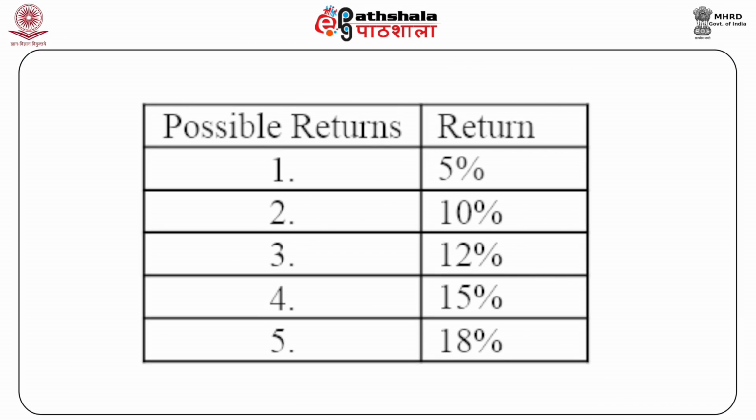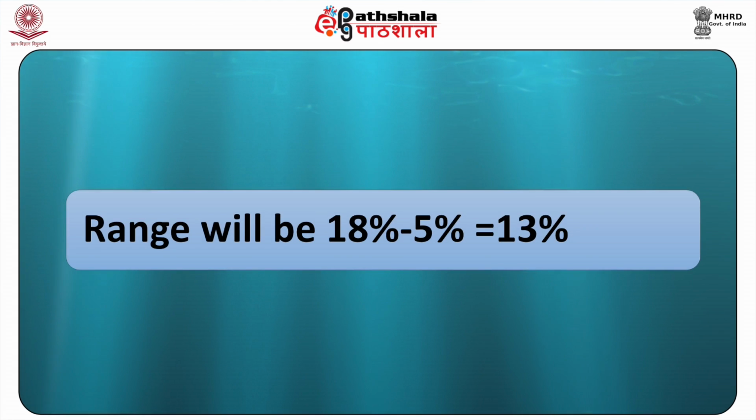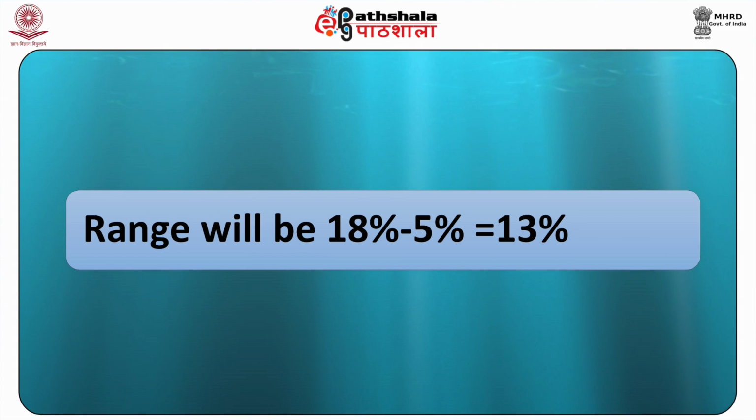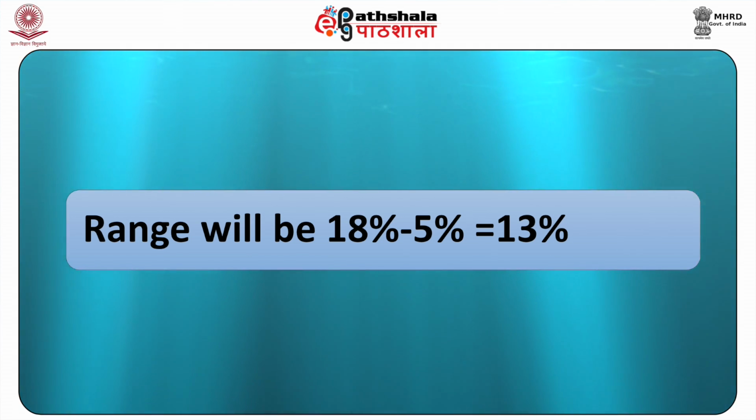We can look at this example. Let us suppose that Mr. X goes to a portfolio manager who tells him that the return on his investment can assume any of the following expected figures depending on the likely market scenario. The portfolio manager is waiting for Mr. X's reply whether he would like to go ahead with the investment or not. Mr. X wants to assess the risk in making the investment. The returns may be 5%, 10%, 12%, 15%, or 18%. The range will be 18% minus 5%, which is equal to 13%. That is the difference between the largest and the smallest return.